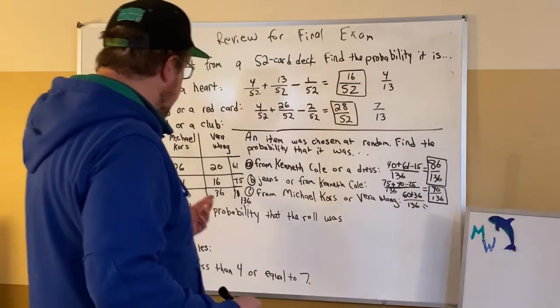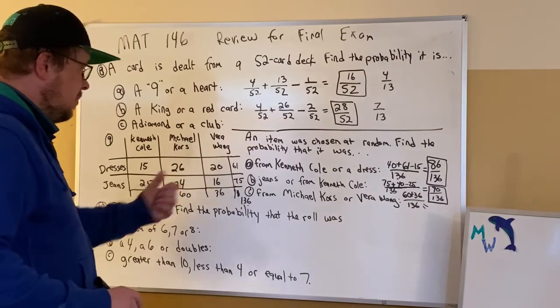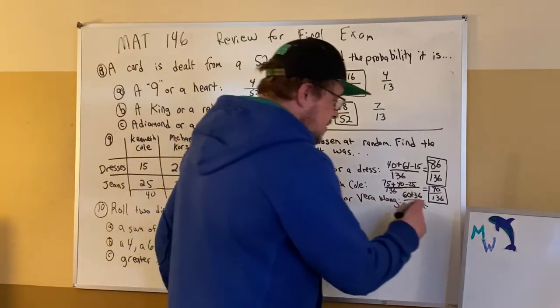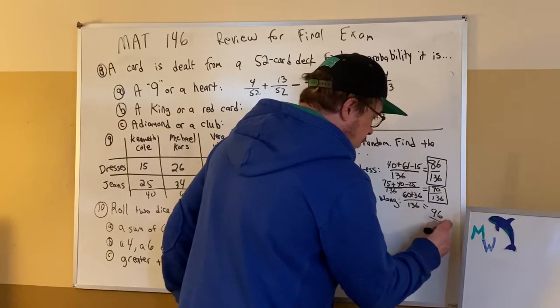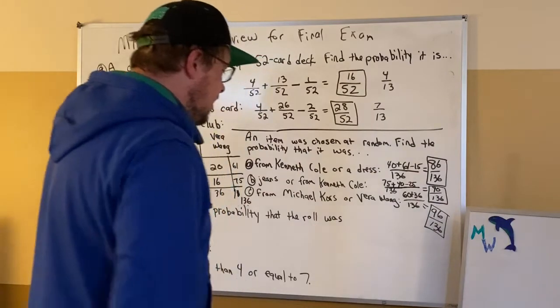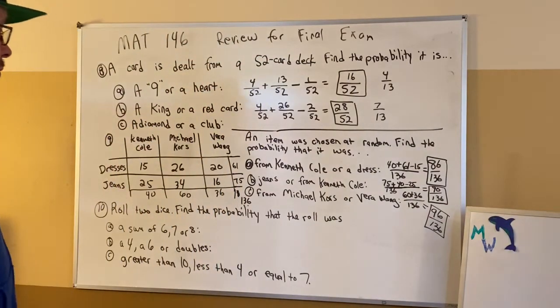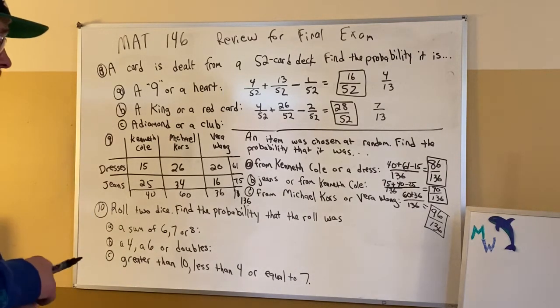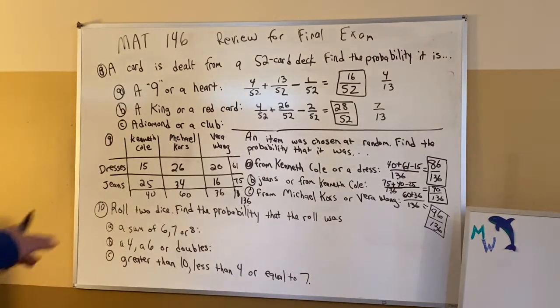And what happens here, if you're a Michael Kors creation, you can't be a Vera Wang creation. If you're Vera Wang, you can't be Michael Kors. They have no overlap. This gets to stand simply as the 96 over 136. You might reduce that fraction as well. But there was no situation where some of the clothing was created by Michael Kors and at the same time created by Vera Wang. There were no combined efforts.